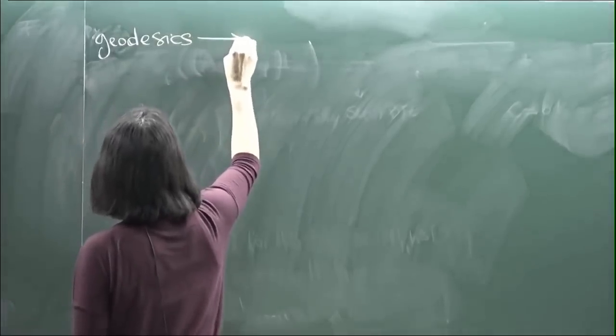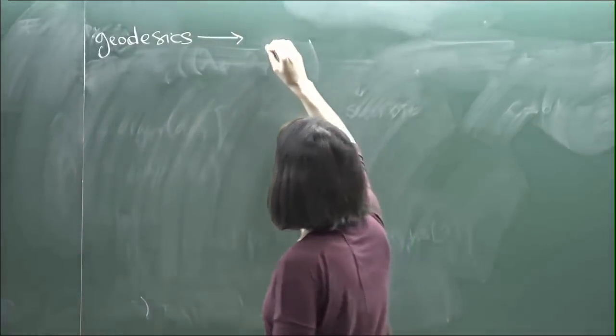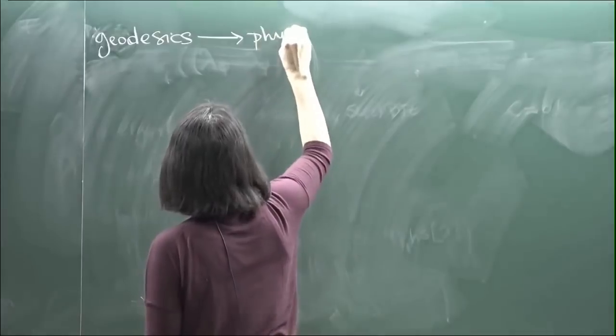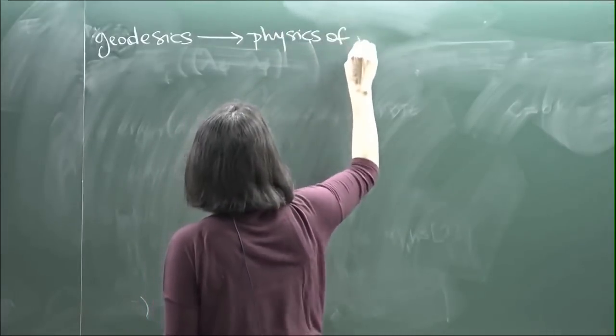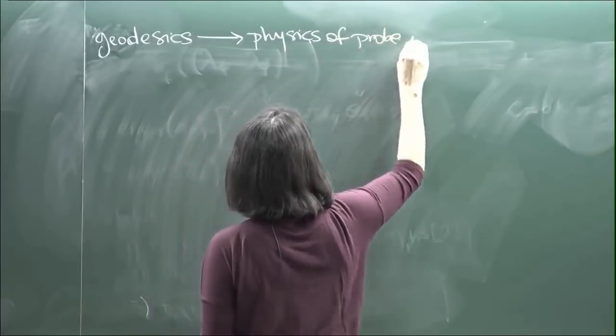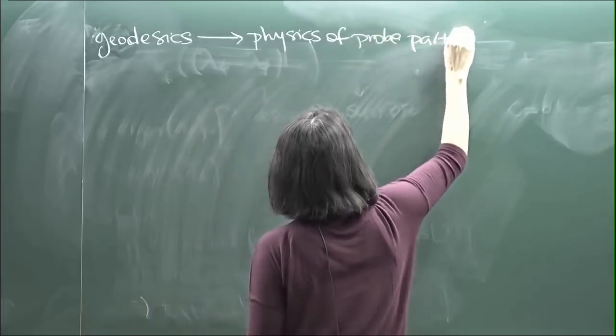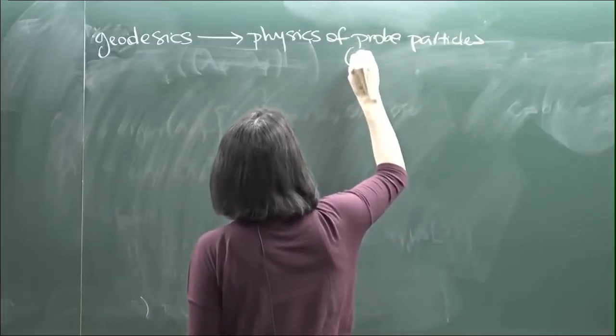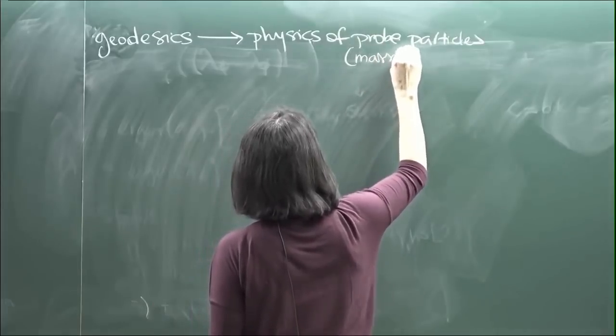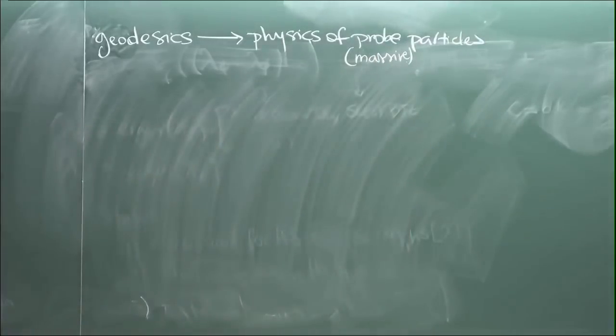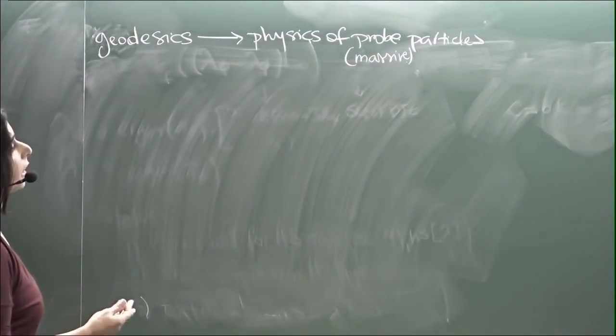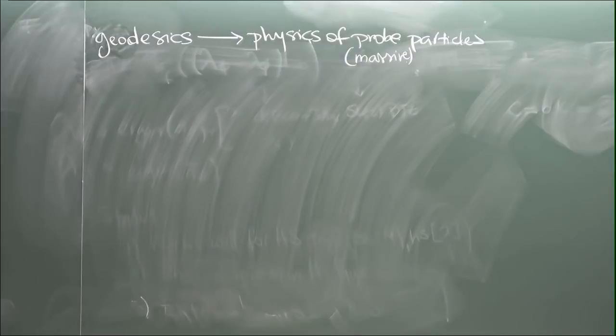I want to think of geodesics as objects that come as you study the physics of probe particles, and in particular, massive particles. Okay? So this is one way you can derive the geodesic equation. You write down the action for a massive particle and its dynamics. As you extremize the action for that particle, it tells you, oh, it has to obey the geodesic equation.